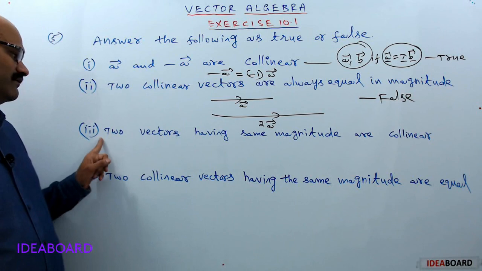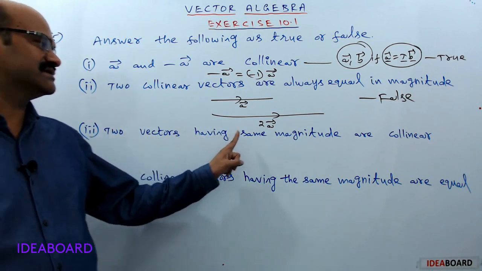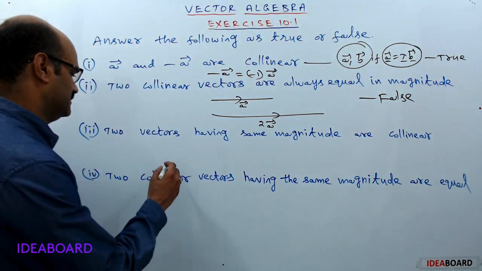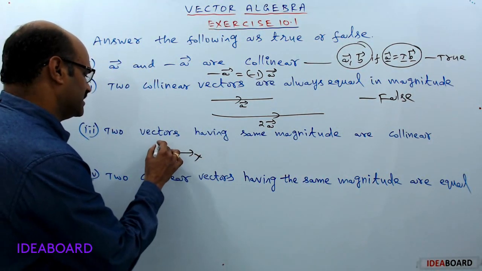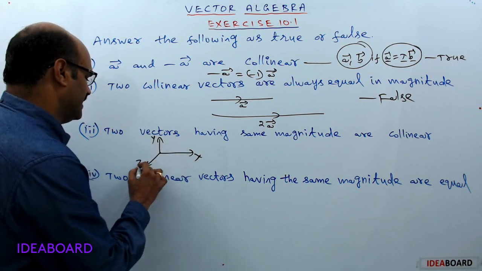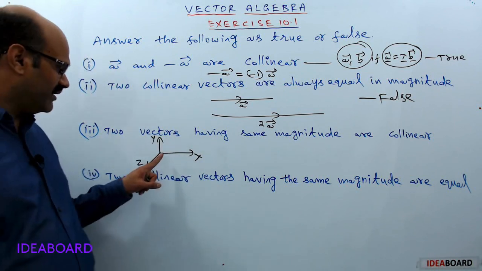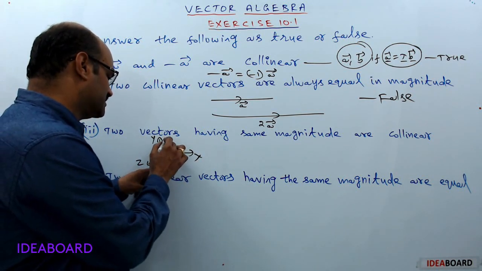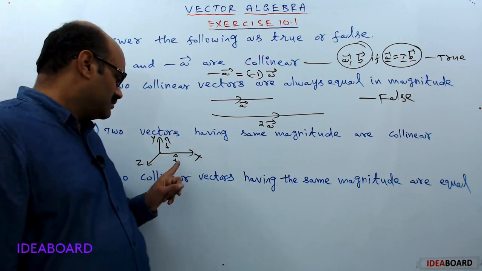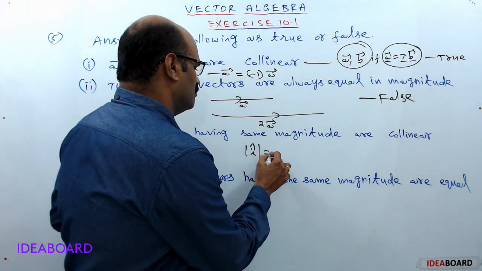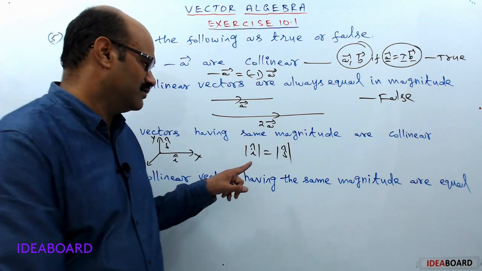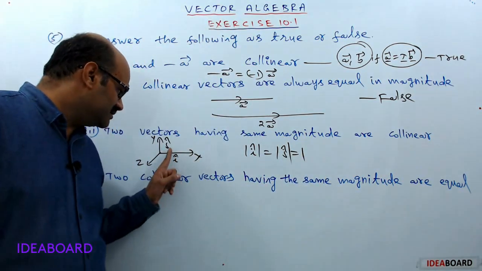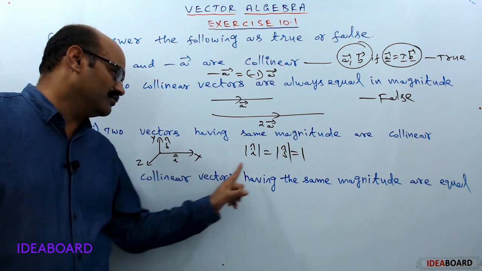Next, third one. Two vectors having the same magnitude are collinear. In space, take this as the x-axis, this as the y-axis, and this as the z-axis. The unit vector along the x-axis is i cap, and the unit vector along the y-axis is j cap. We know that mod i cap equals mod j cap equals 1. I cap and j cap have the same magnitude, that is 1.